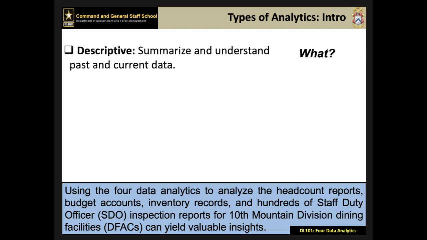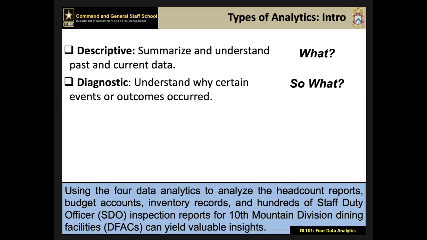Descriptive. What do we know about the data? Our focus is on the past and current characteristics of the data or data sets. So, for example, frequencies and averages, measures of central tendency. Diagnostic. Why or so what? Identify which relationships are significant and potentially explain what has been observed. For example, the data may show that one or more factors, or independent variables, influence another factor that we are interested in. In this case, our dependent variable is DFAC utilization.